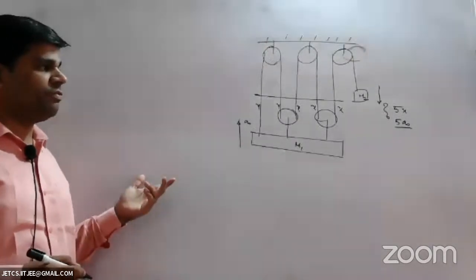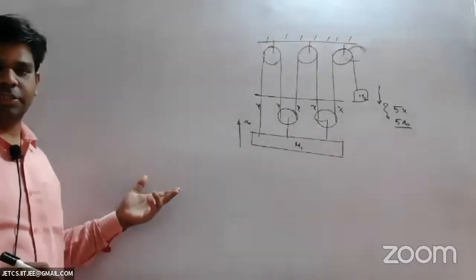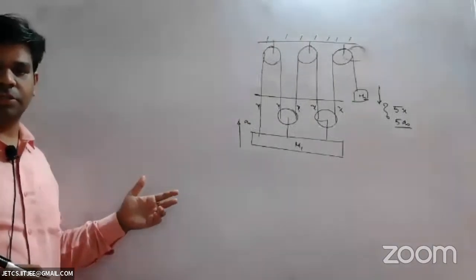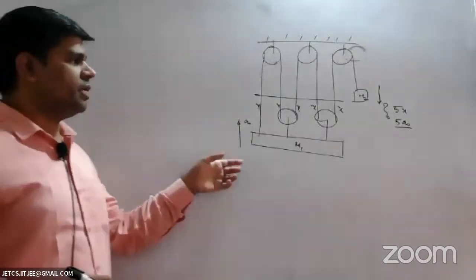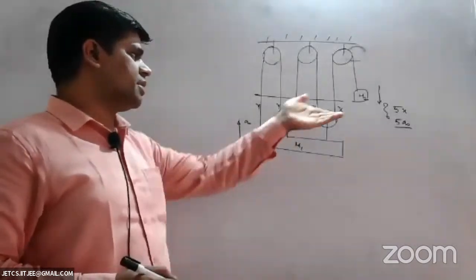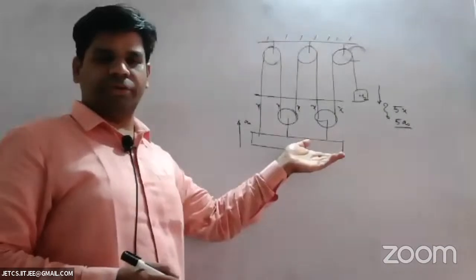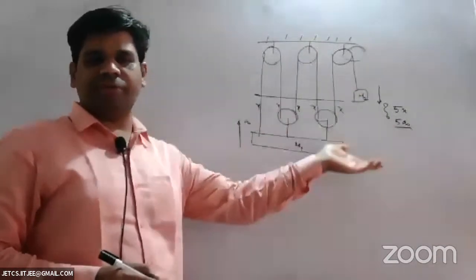Now I'll draw the FBD and write F is equal to ma to get the accelerations. Ultimately, what is required is the acceleration of the blocks. So if I get A naught, I get 5A naught as well. The constraint relation is if this goes up by X, that comes down by 5X. If this goes up by V naught, that comes down by 5V naught. If this goes up by A naught, that comes down by 5A naught.